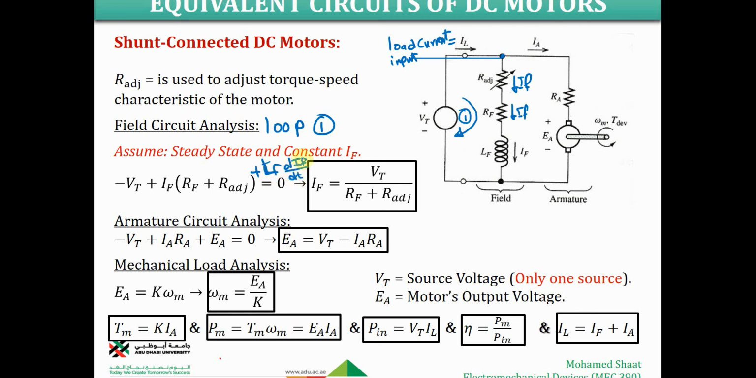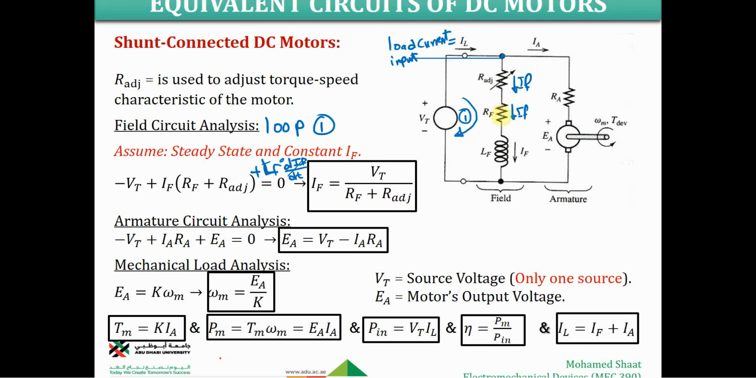We said that this term is going to be 0, assuming that we have a steady state and constant IF, typically the same thing that we did with the separately excited DC motor. Make sense? You should understand there should be another voltage over the coil, but since we are using a constant current here, this term is going to be 0. So we're going to end up with this Kirchhoff voltage law equation, from which we can simply calculate IF, the field current. It is VT divided by RF plus R adjusting.